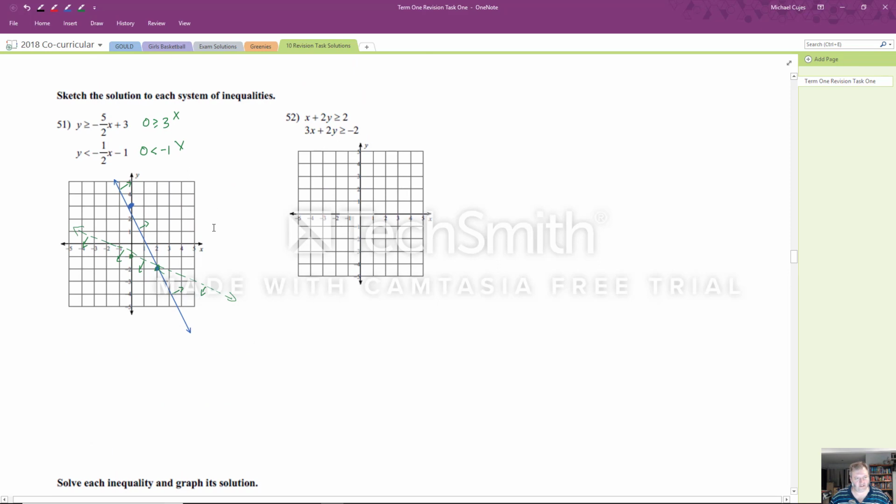Alright, what's the region that satisfies both equations at once? Well, I think you'll see it's just this region in there.